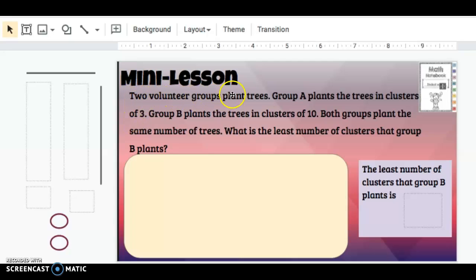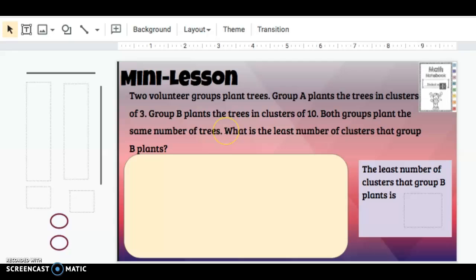Two volunteer groups plant trees. Group A plants the trees in clusters of 3. Group B plants the trees in clusters of 10. Both groups plant the same number of trees. What is the least number of clusters that group B plants?